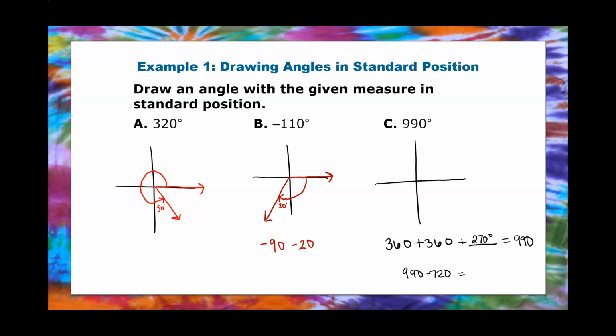And I'm going to go up or counterclockwise because we have a positive angle here. So I'm going to go a full 360. That takes care of that. Another 360. That takes care of that. And 270 is going to be 3 90s. So I'm going to go up a 90, another 90, and another 90. And I'm stopping here. So my initial side is here, and my terminal side is here. All right, that's it.